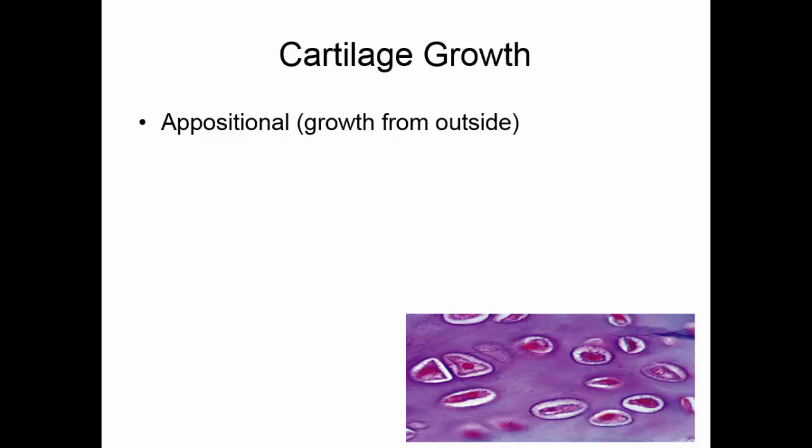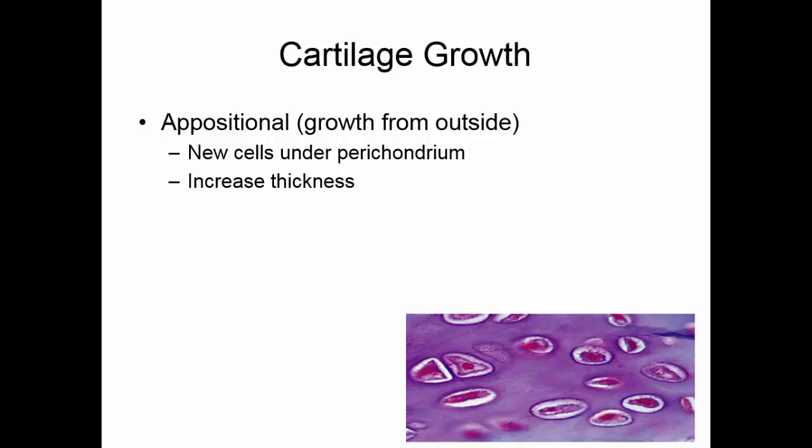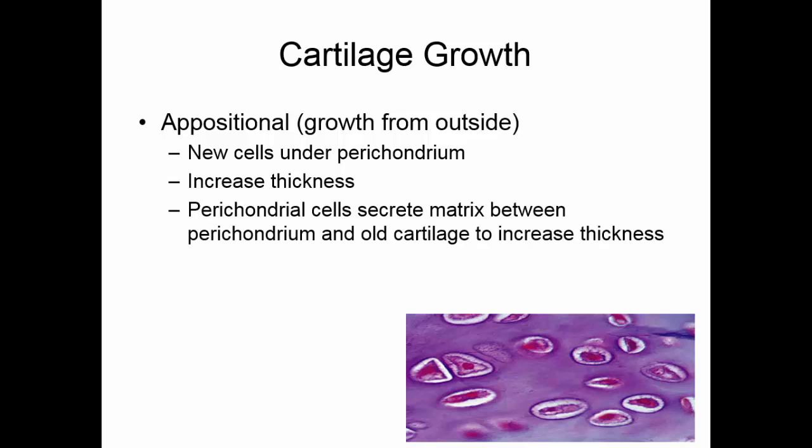Appositional growth is when the cartilage gets thicker. This is growth from the outside. New cells are formed under the perichondrium to increase the thickness of the cartilage. These perichondrial cells will secrete matrix between the perichondrium and the old cartilage to increase the thickness, and the chondrocytes will become trapped in the new matrix.